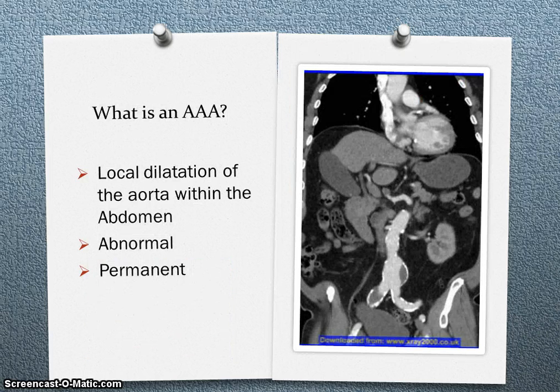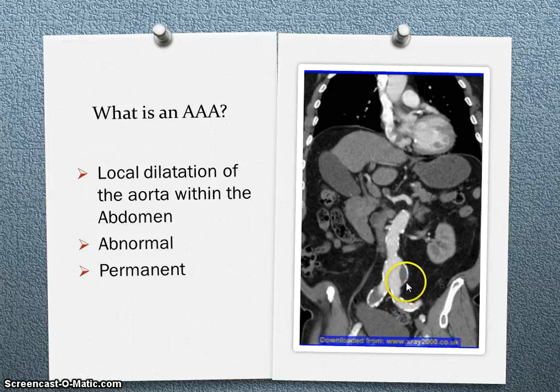Just a brief description of a AAA. It is a local dilation of the aorta within the abdomen. It's a weakening of the wall of the aorta. This is abnormal and is permanent even if you have surgery.